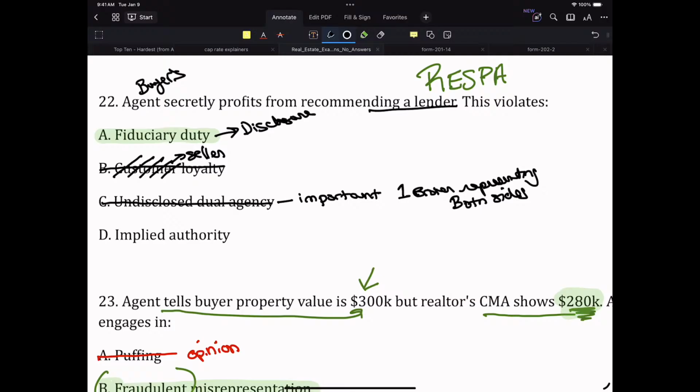Nope. Implied authority talks about what you are allowed to do. So great word, but not what they're looking for. So yeah, A is the only answer that makes sense. Love it.